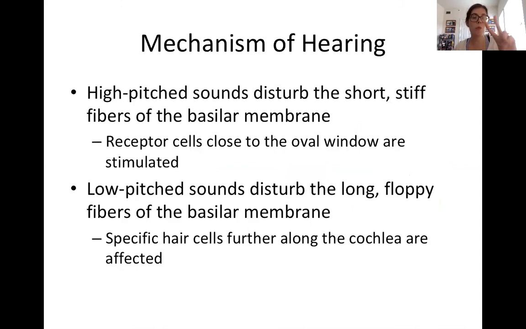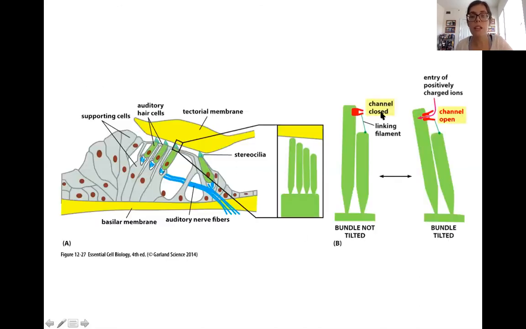Remember I told you there were two pieces of information we need to encode for. We need to encode for volume and we need to encode for frequency. Volume will be encoded based on the duration of the signal. So loud noises will bend the hairs for longer than very quiet noises. And so we'll fire off more action potentials from our hair cells. So more frequent action potentials from that hair will encode volume.